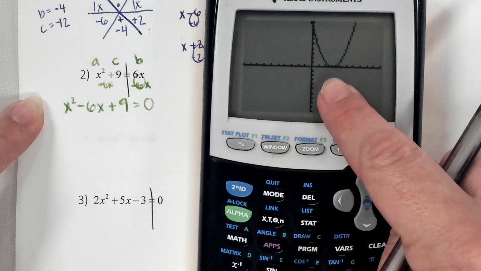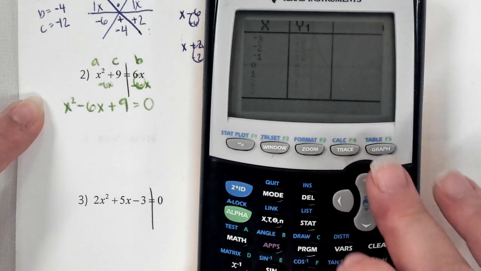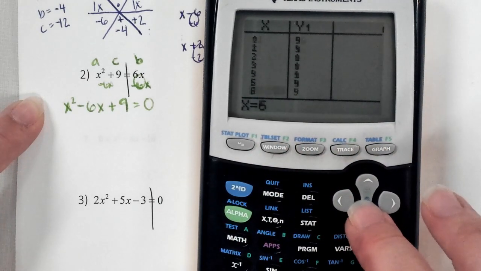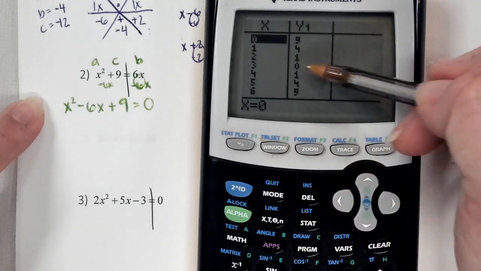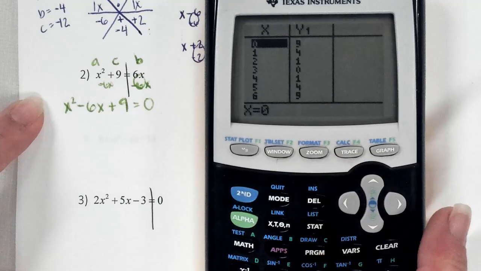If you didn't look at the graph and you're sitting here thinking, oh my gosh, why do I only find 0 one time? Do you really want to scroll forever and do that? No. So there's only one solution, and what is it? 3.